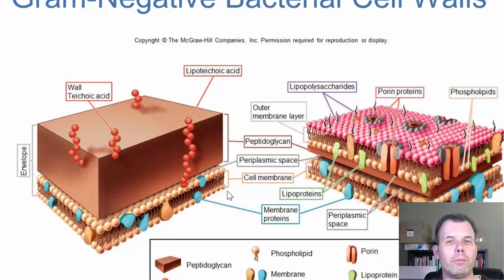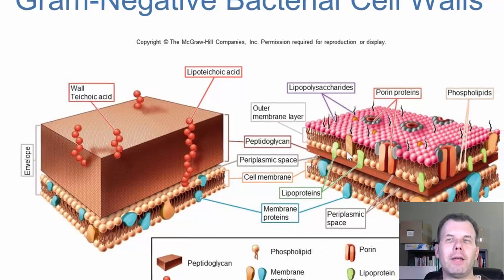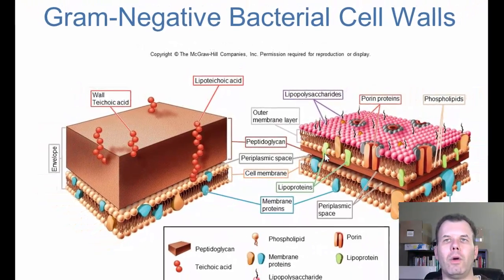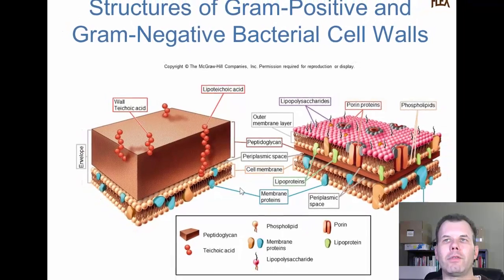Now both gram-positive and gram-negative have a cell membrane, and they both sit underneath the cell wall. The difference is the gram-negatives have a second membrane on the outside of the cell wall. You don't see that with the gram-positives.